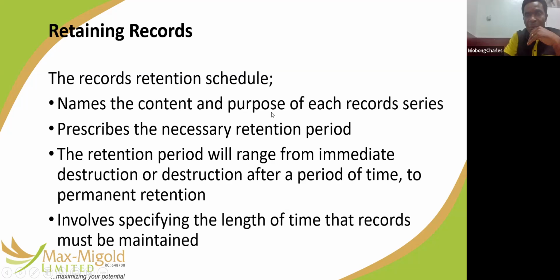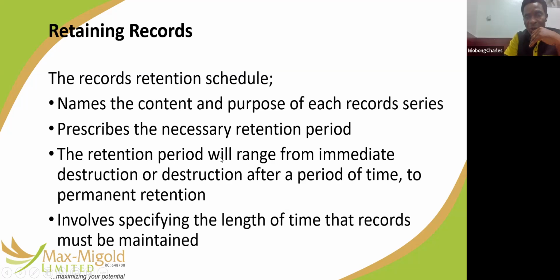Name the content and purpose of each record. Prescribe the necessary retention period. You need to prescribe the necessary retention period of a record. But most importantly, before you destroy a record, it means that probably you have disposed of that facility. A record for a particular facility must stay throughout the facility's useful lifetime. So you don't just throw it away. If the facility is to be used for 30 years, you must maintain records for that 30 years before it is destroyed.